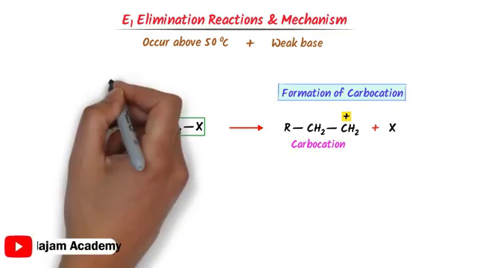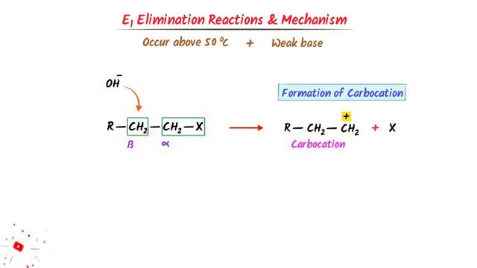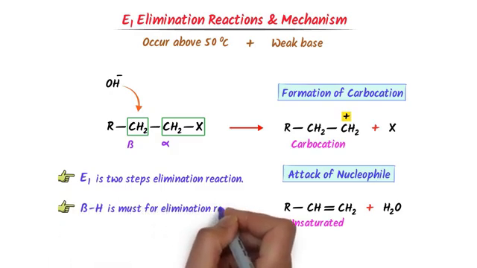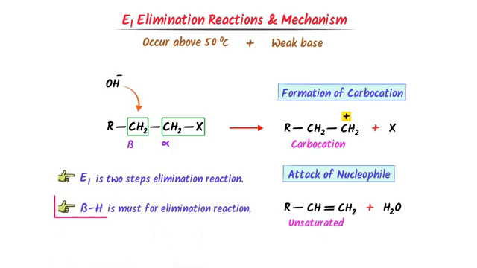Secondly, a nucleophile will attack on this beta hydrogen. As a result, it loses hydrogen and we get unsaturated compound. Thus we say that in the second step, nucleophile attacks on the beta hydrogen. We learn that E1 is a two-step reaction. Secondly, we learn that beta hydrogen is a must for elimination reaction. Without beta hydrogen, no elimination reaction can occur. Hence note down these basic concepts.